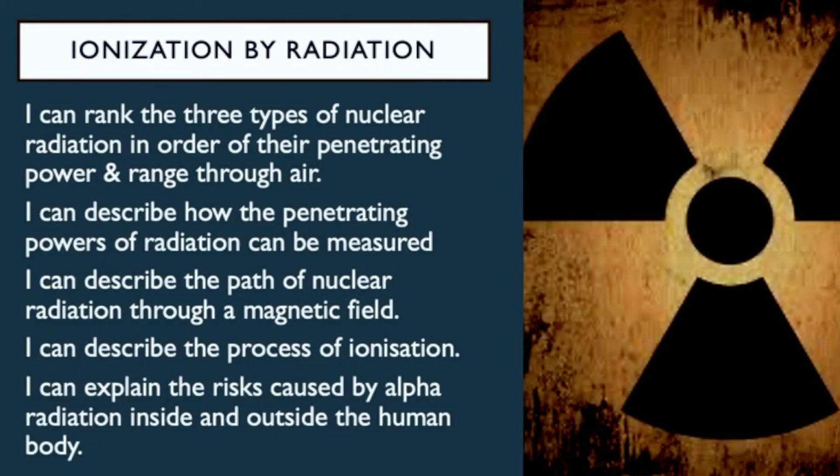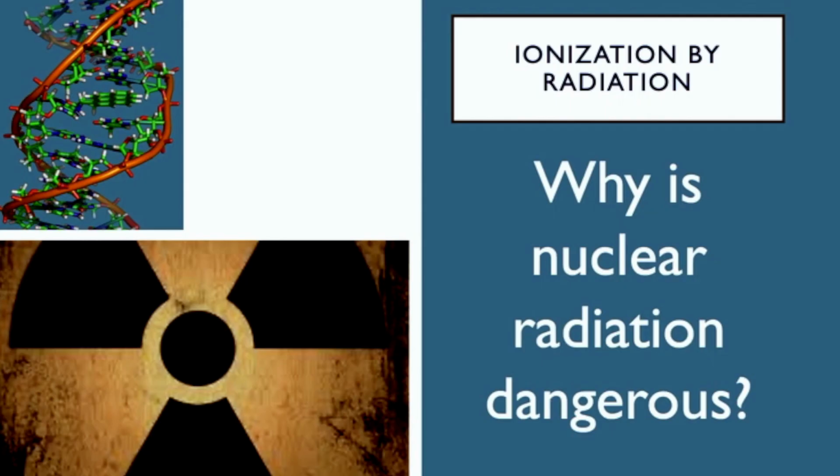Okay, so that's pretty much the end of this one. These are the things that you should be able to do. You should be able to rank the three types of nuclear radiation in order of their penetrating power and range through air. You should be able to describe how the penetrating powers of radiation can be measured. You should be able to describe the path of nuclear radiation through a magnetic field and describe the process of ionisation. And you should also be able to explain the risks caused by alpha radiation inside and outside the human body. And that's actually where we started, wasn't it?